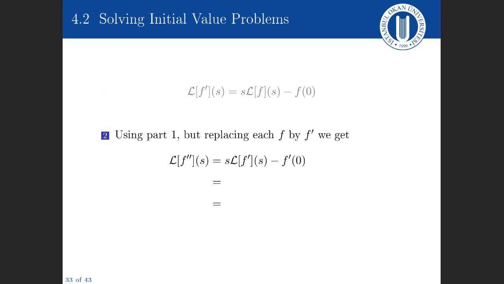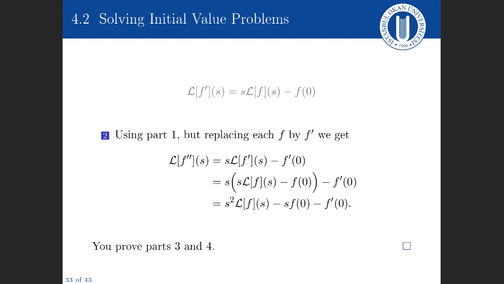We can prove the second formula by using the first formula. Take the formula at the top, and every time we see an f, we're going to replace it by f prime. Instead of this f, we have f prime. Instead of this f, we've got f prime. Instead of the derivative of f, we have the derivative of f prime, or f double prime. We know this is true because we proved it in part one. But here in green, look, we have the Laplace transform of f prime. And we have a formula for this. It's the formula from part one. We're using this formula two times. And then simplify this, we have the formula that we're trying to prove. All we've done here is we've used the first formula two times. I'm going to leave parts three and four for you to prove.